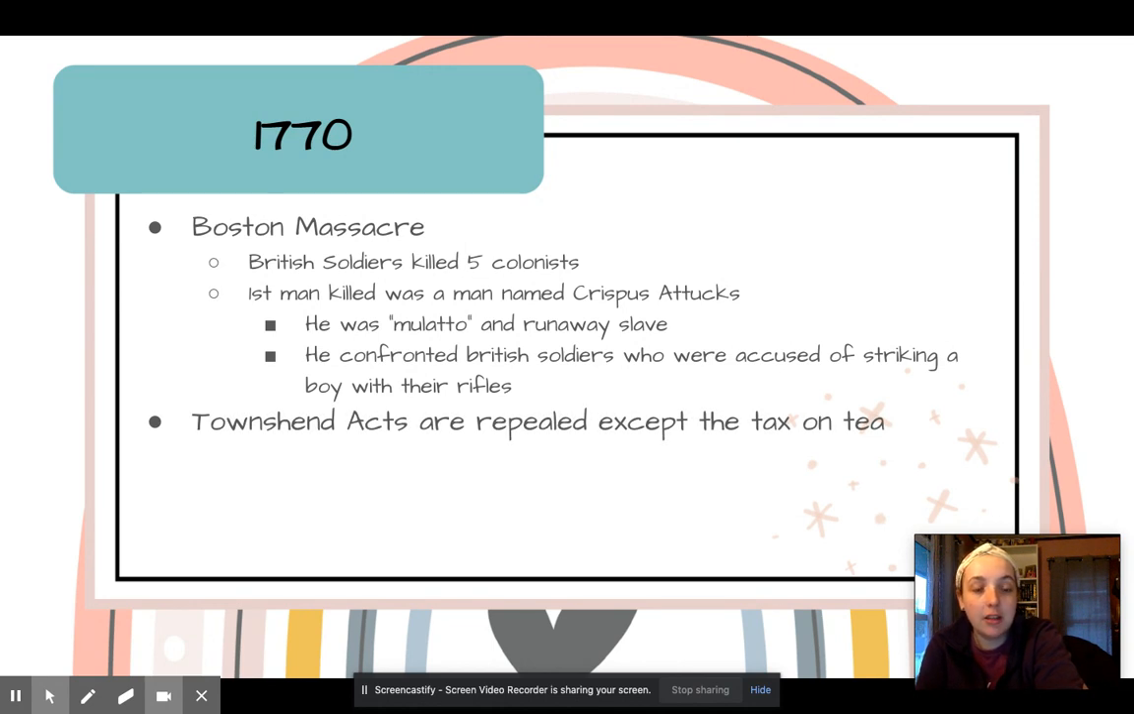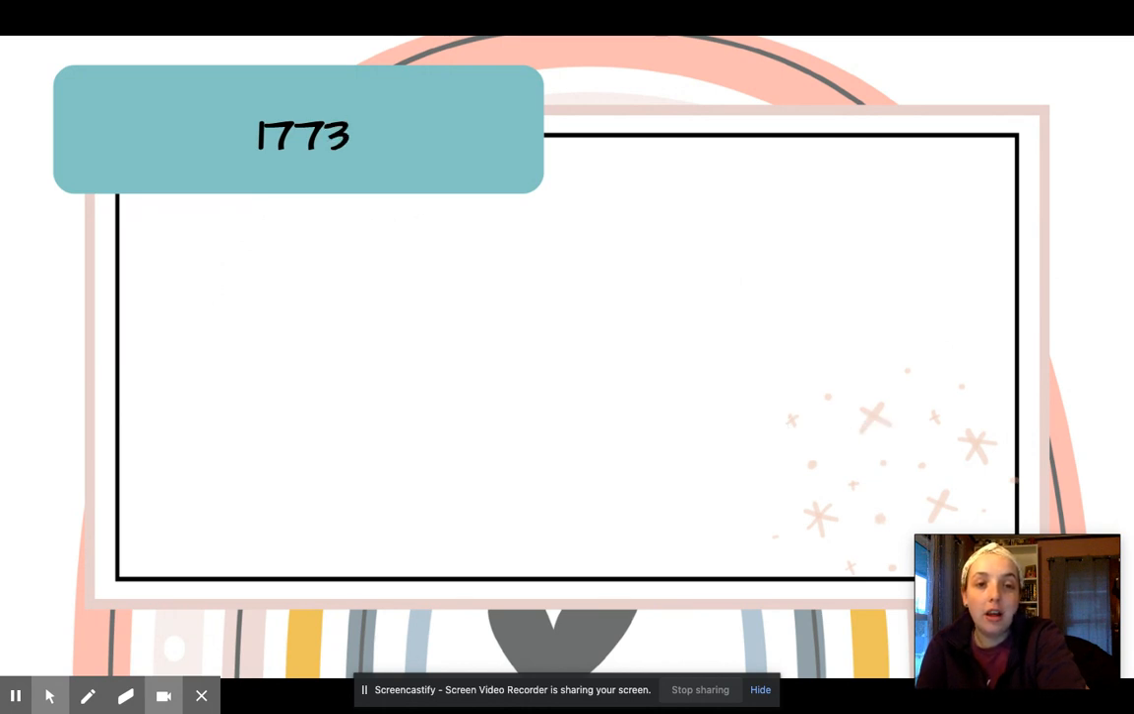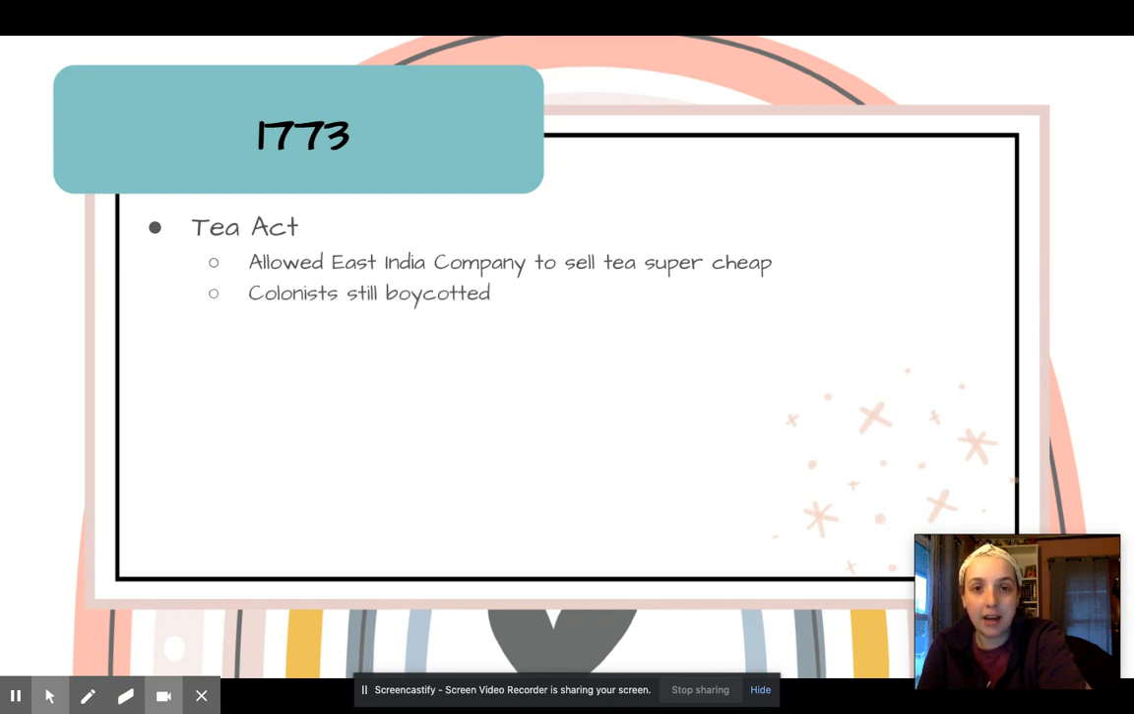Townshend Acts are repealed at this time, except for the tax on tea, so in response to this. So hint, foreshadowing on the tax on tea. So 3 years later, the Tea Act. This allowed the East India Company to sell tea super cheap, but the colonists still boycotted because they were only allowed to buy tea from the East India Company, so they had a monopoly on the United States. This led to the Boston Tea Party on December 16th of 1773.